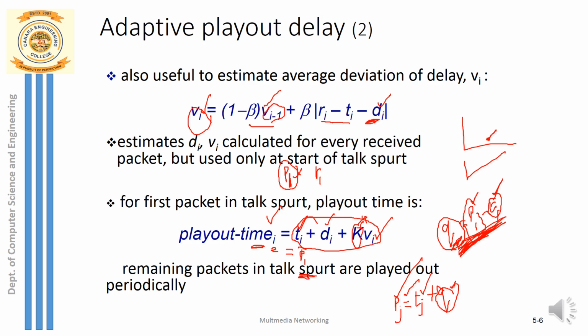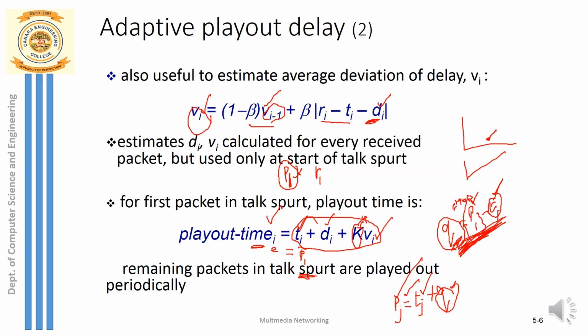So remember, Q is actually P minus T. P is the playout time and T is the time at which the sender has sent. So P minus T is all dependent on the network delay. If the network delay is too high, this Q value will be high. If the network delay is less, the Q value will be less. Q value should be at most 400 milliseconds for the receiver to have smooth playout, right? So this point you will have to remember.